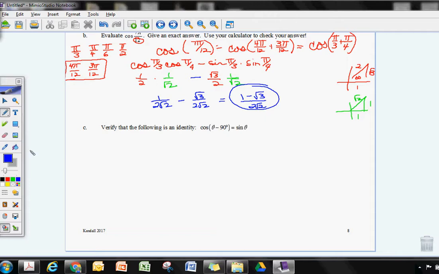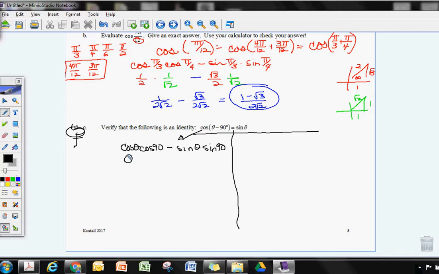The next thing it asks me to do is that I can do some identities with this. So it says verify that cosine of theta minus 90 is sine. So we're going to take our new identity and we're actually just going to work it out. So this becomes cosine theta cosine 90 subtract sine of theta sine of 90. Okay, so 90 degrees for sines and cosines. Cosine gives me a 0. So this is going to be 0 times cosine theta.